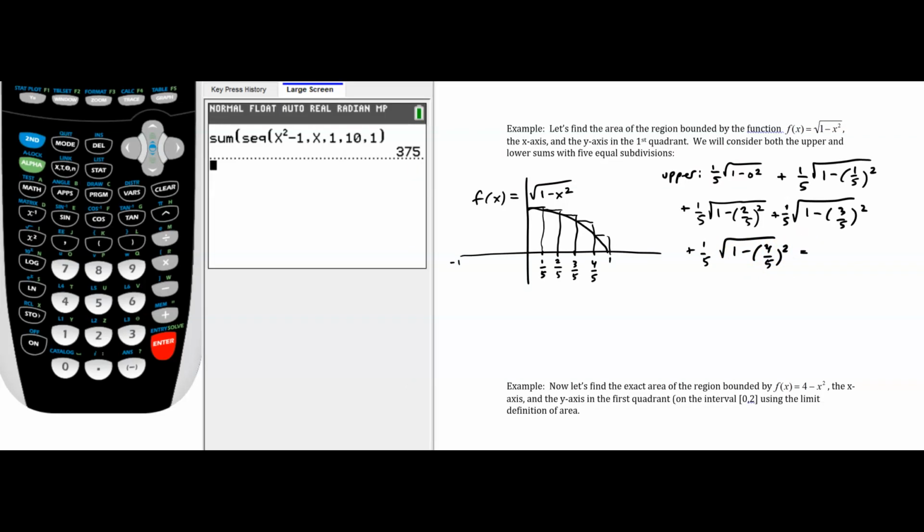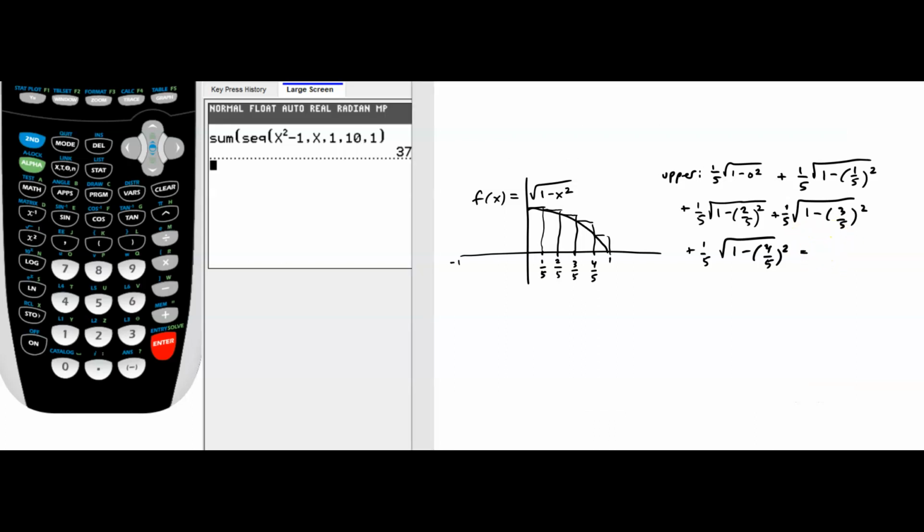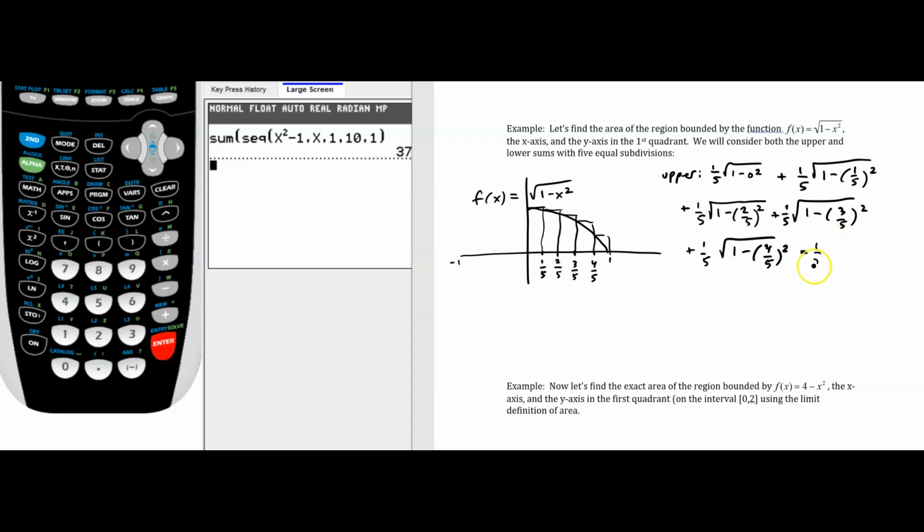And we can condense this down into the following. This is equal to 1/5 times the sum of the root of 1 minus i/5 squared, where i is going from 0 to 4. And if you don't see that at first, you see that there's a pattern. The 1/5 is there each time, and it's always the root of 1 minus some number squared. Notice that number is starting with 0, and then it's 1/5, 2/5, 3/5, 4/5.